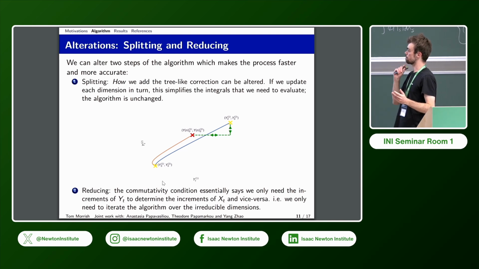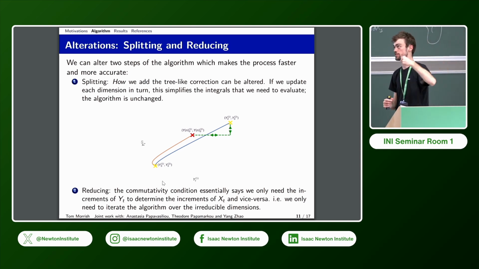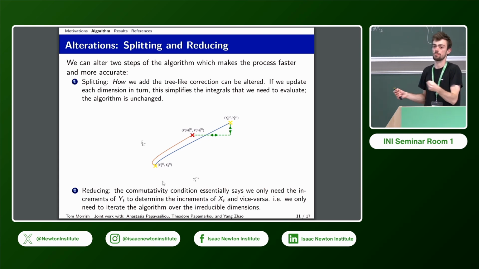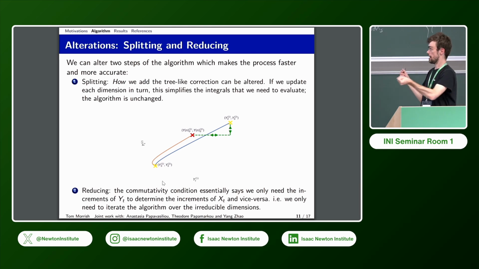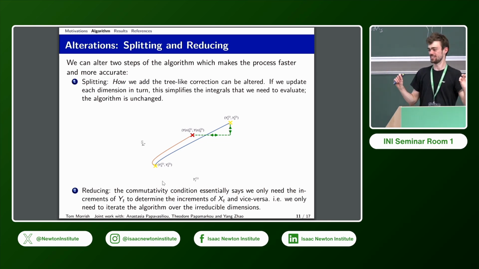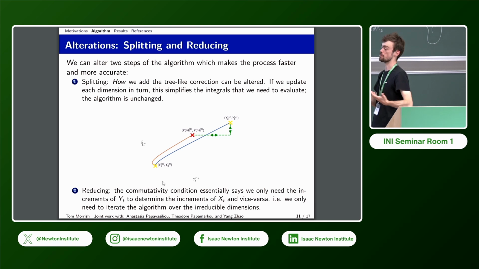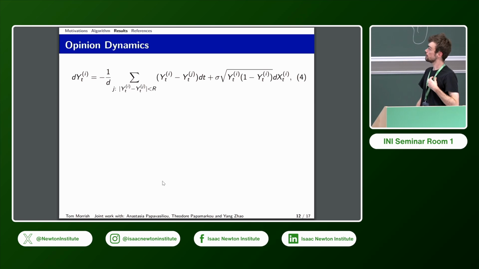Okay. Reducibility. So that commutativity condition essentially means that the increments of y, the path that you see, can be uniquely described by the increments of x, and there's a one-to-one map of those two things. Therefore, this algorithm converges in almost one step when you've got a reducible dimension in your multivariate SDE. So you can also remove all of those from your algorithm after the first step. So both of those things allow you to A, get exact solutions, and B, speed it up.